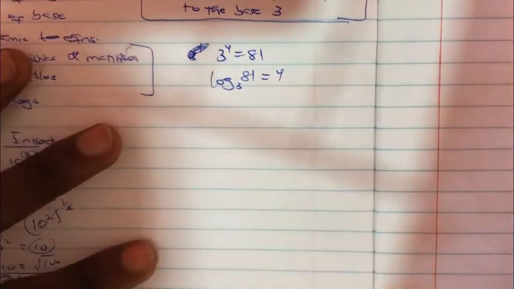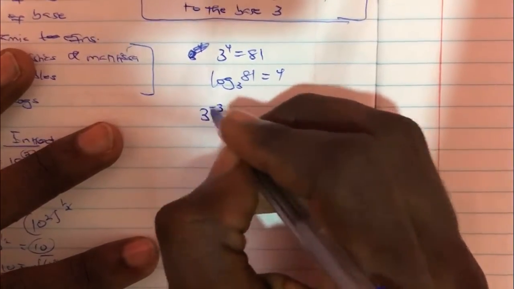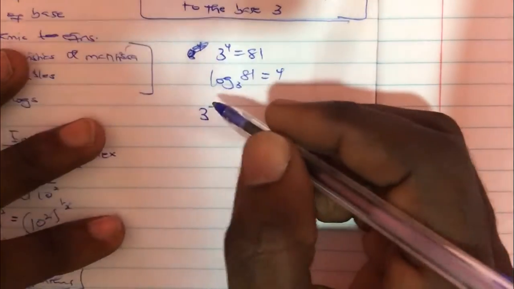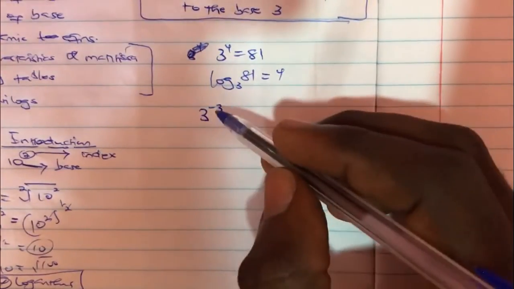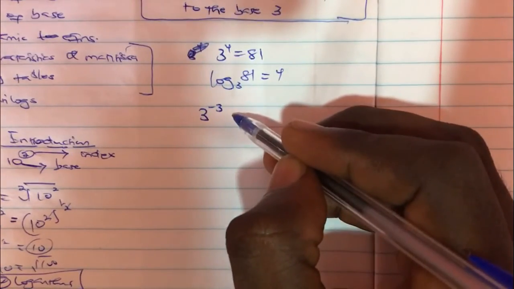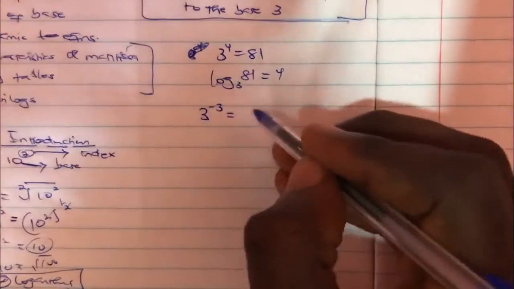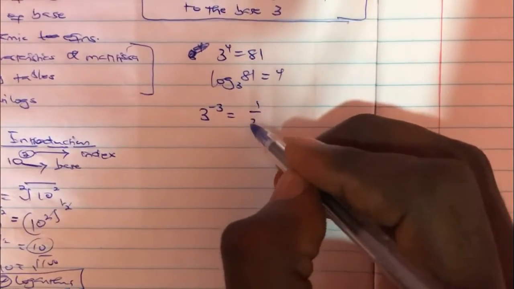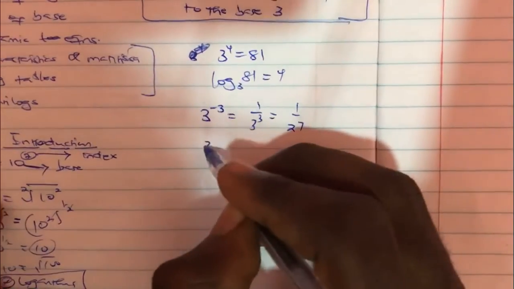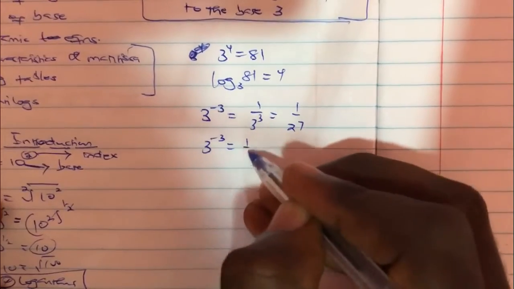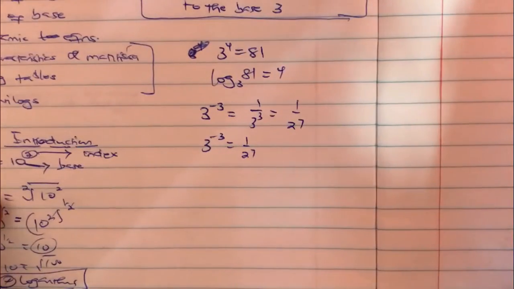Let's play around. Okay, so we have 3 exponent minus 3. Don't be frightened by this negative sign. In other words, this is the same as what? 3 exponent negative 3 is just 1 over 3 exponent 3, which is also 1 over 27. So ideally, 3 exponent negative 3 is equal to 1 over 27. So we're writing this in the logarithmic form. What do you think it will be?